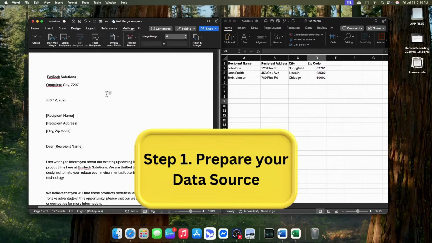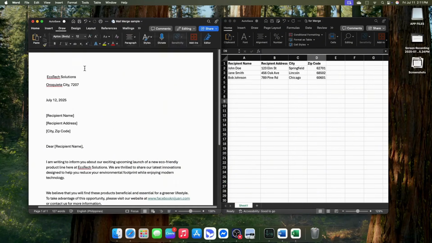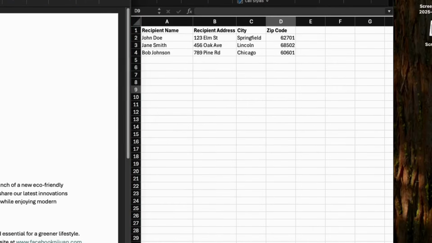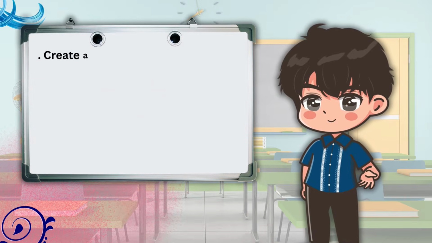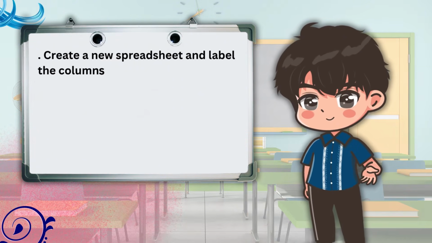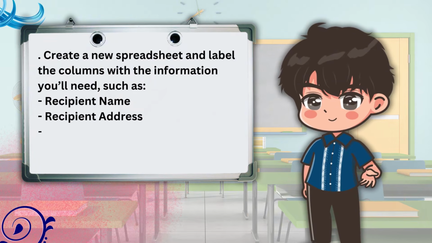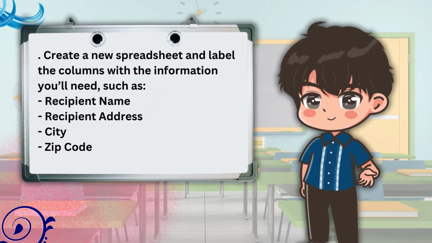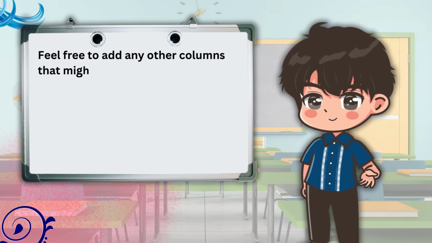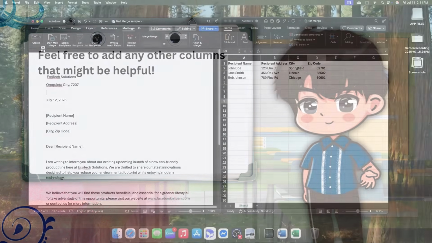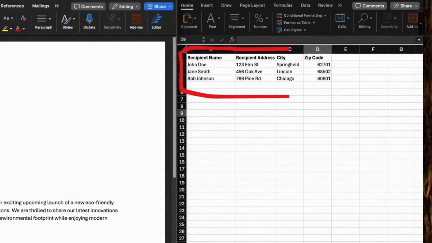Prepare your data source. First things first, you need to gather your recipient information. Open up a spreadsheet program like Microsoft Excel or Google Sheets. But you see I already have opened the Microsoft Excel. Create a new spreadsheet and label the columns with the information you'll need, such as recipient name, recipient address, city, zip code. Feel free to add any other columns that might be helpful. You see I already have recipient information to be used in the mail merge.